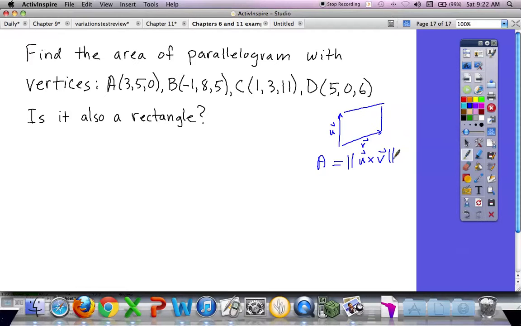The second question, is it also a rectangle? Well, if this is a rectangle, then we would know that all of these angles are 90 degrees. So the way you check is take the dot product between two of the vectors. If it's 90 degrees, then this is a rectangle. If it's not 90 degrees, then it's not.